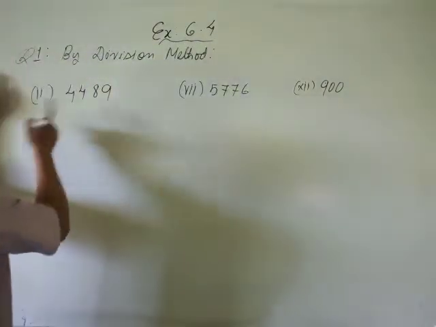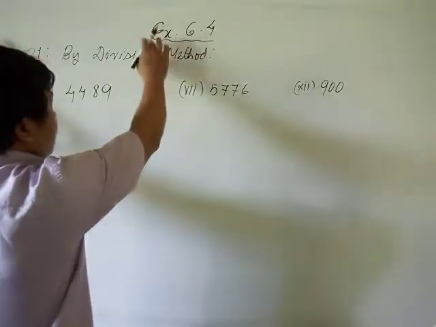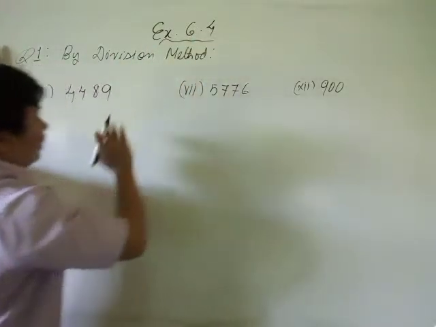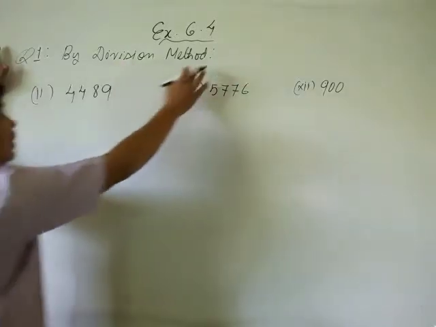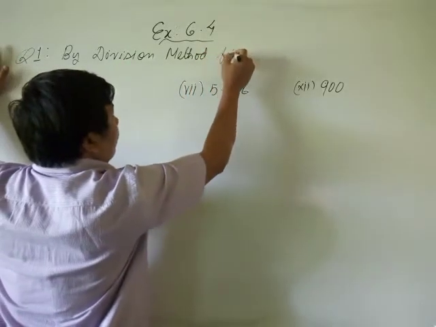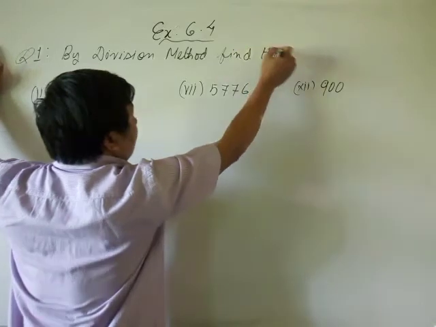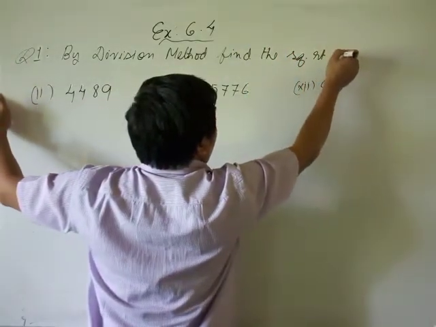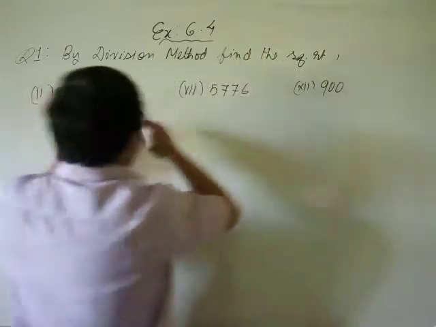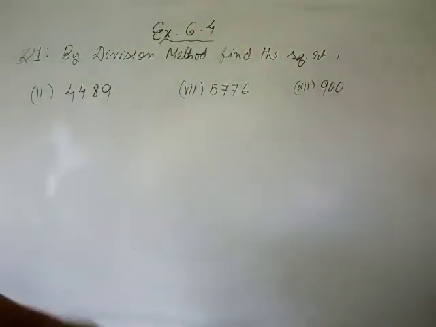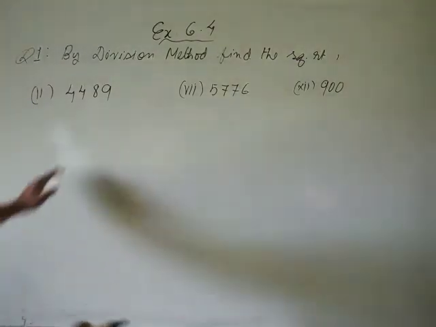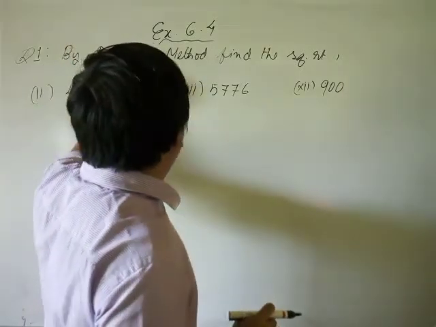So in question number 1, exercise 6.4, by division method we have to find the square root of the following. Now please see here. We are going to use the division method here.